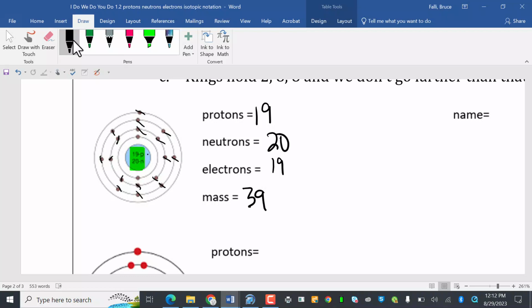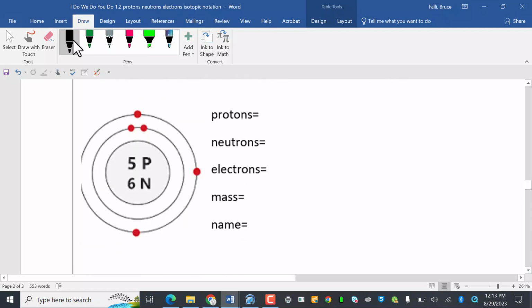Its name would be, let's see, what is number 19? Oh, I got to get my glasses to see it. Hope I can see number 19 far enough away at my periodic table. It's far away. It is potassium. Name, potassium dash mass 39. The isotope notation of it would be 39 over 19. All right, let's look at the other one.